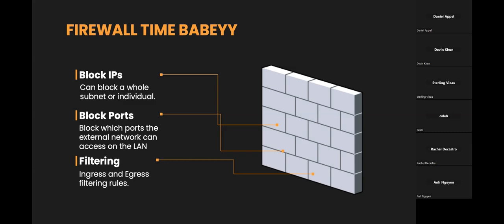You can block individual ports. So you can say on this device or through this router on this entire network, I only have web servers running and only web servers should be accessible. So I only want to have port 80 and 443 open, and everything else should be blocked. And you can also do packet filtering, which, do you want to explain this at all?